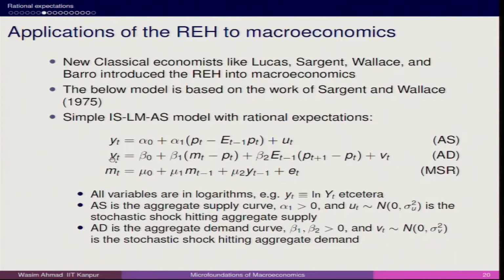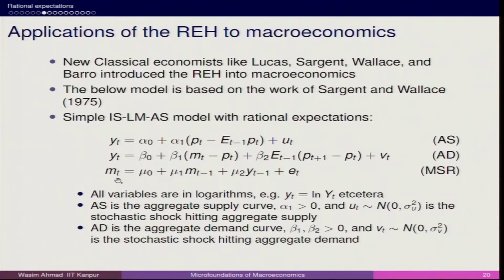Here you have y t is equal to beta 0 plus beta 1 times m t minus p t, plus beta 2 times the expectation at t minus 1 of p t plus 1 minus p t, plus v t. This is what we have. So y t depends on the money supply minus the current price, and here you have the role of expectation. This is linked with how the price change also augments investment in the economy, which in turn creates growth scenarios for the economy. It mentions the real balance effect.